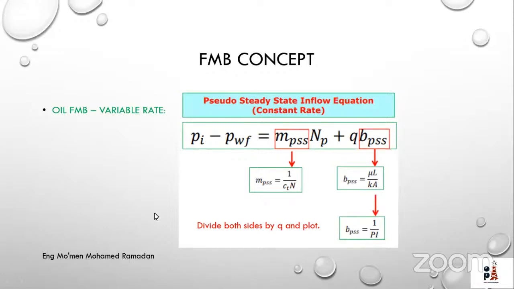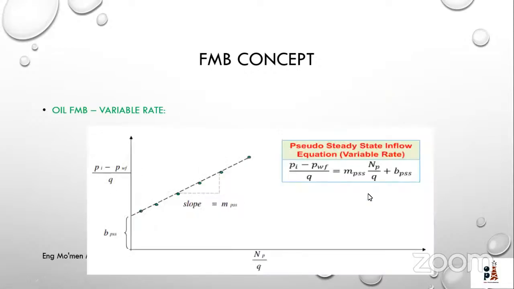By the way, b_PSS is the inverse of the productivity index of your well. So if we divide both sides of this equation by q, your rate, we will get this plot here. Let's talk about the equation first. We have Pi minus Pwf over q, which will equal m_PSS multiplied by Np over q plus b_PSS.